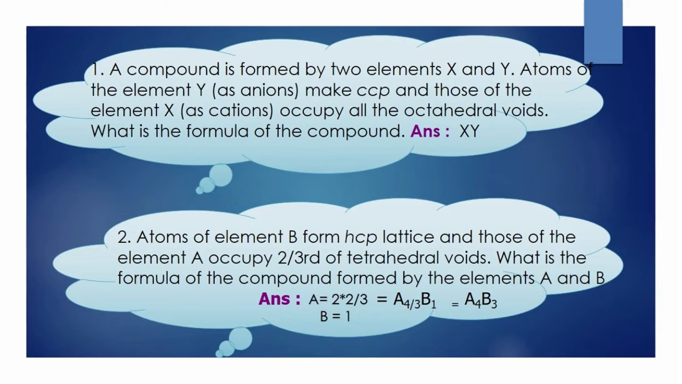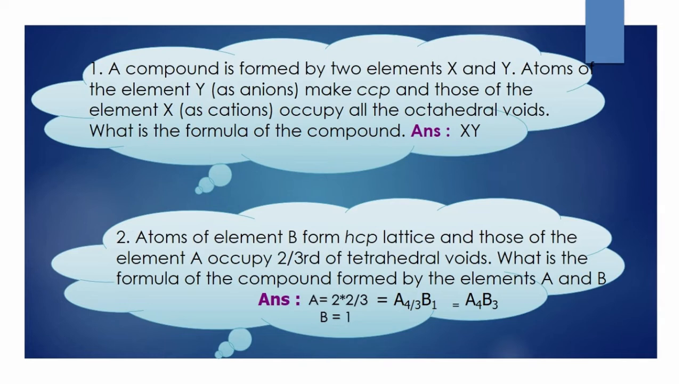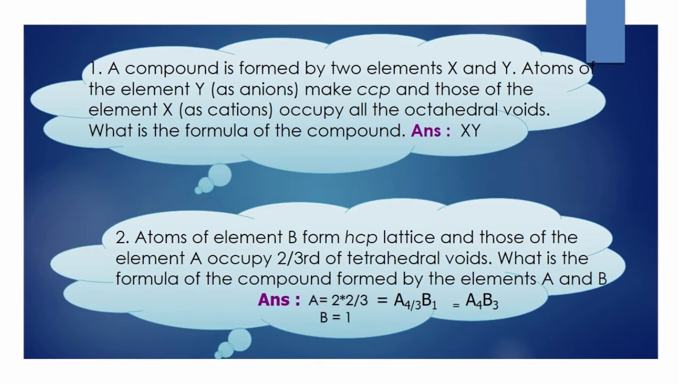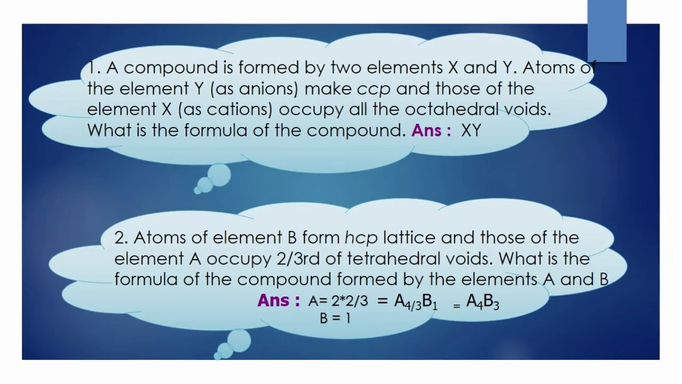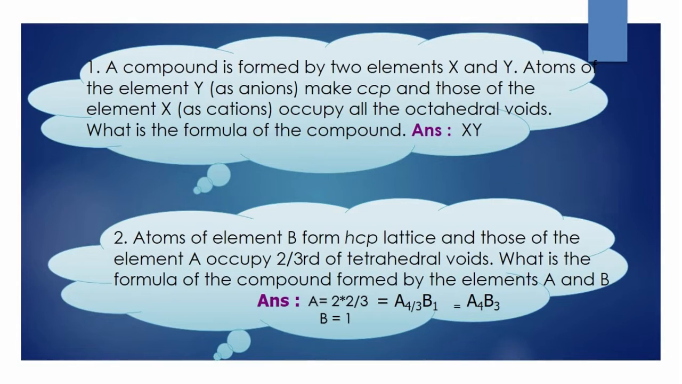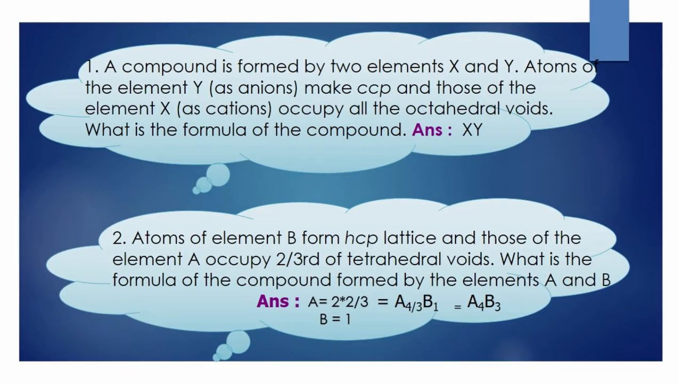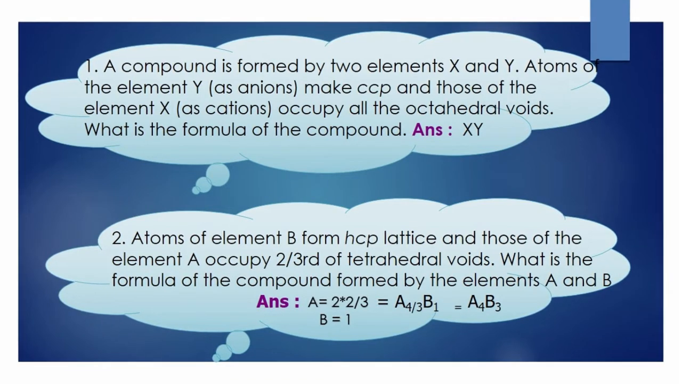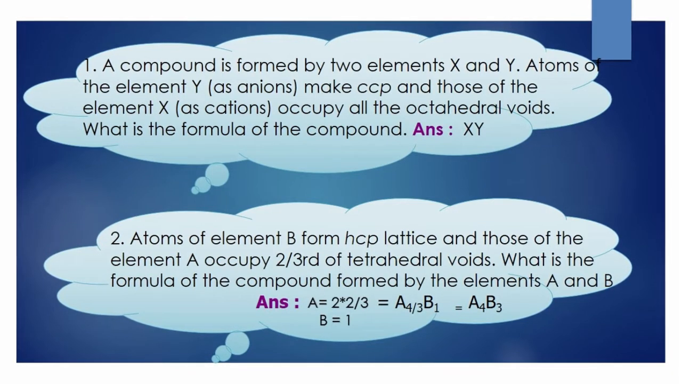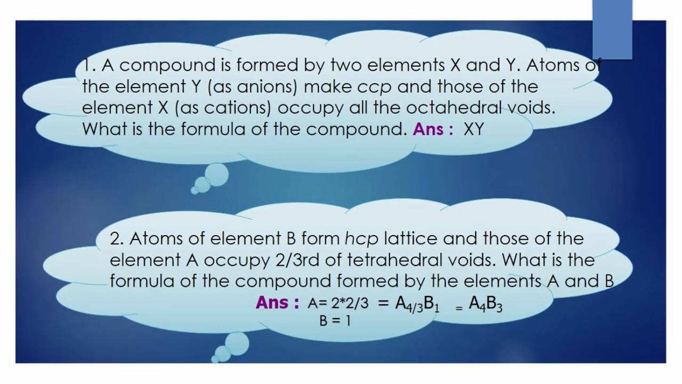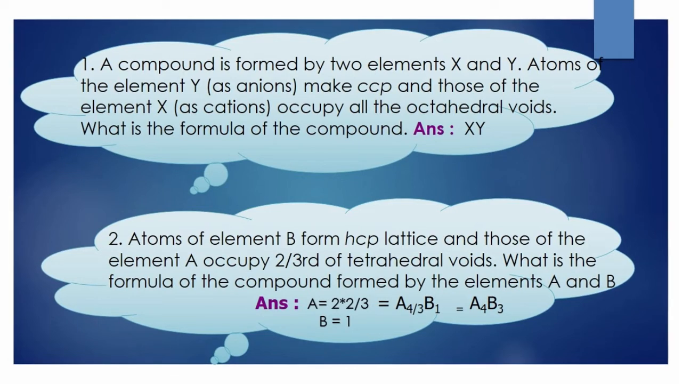Now let us try to solve the first question. According to the first question, the element y is occupying all the lattice points in the closed packed structure, and the element x has occupied all the tetrahedral voids in the structure. We know the number of atoms present in the closed packed structure will be equal to the number of octahedral voids generated. So both the elements x and y will be of equal ratio. So the formula of the compound will be equal to xy.